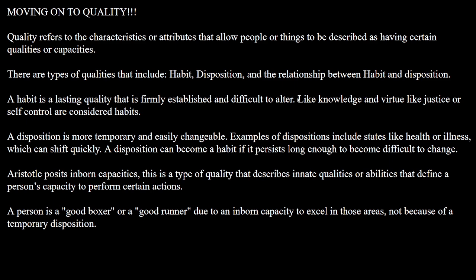Quality just refers to the characteristics or attributes that allow people or things to be described as having certain qualities or capacities. There are types of qualities that include habit, disposition, and the relationship between habit and disposition. And so a habit is a lasting quality that is firm and established and is very difficult to change or alter. Knowledge and virtue, like justice or self-control, are considered habits. A disposition is just temporary and easily changeable. Examples of dispositions include states like health or illness, which can shift quickly. A disposition can become a habit if it persists long enough to become difficult to change.